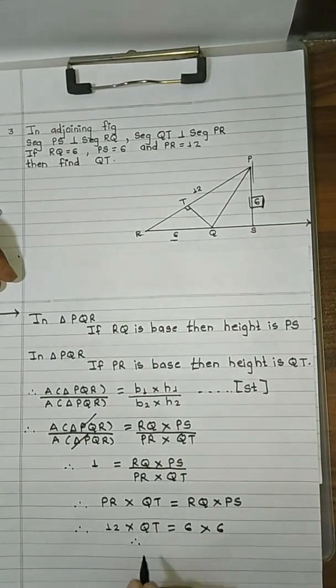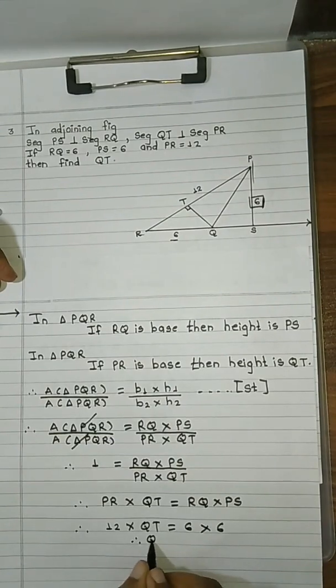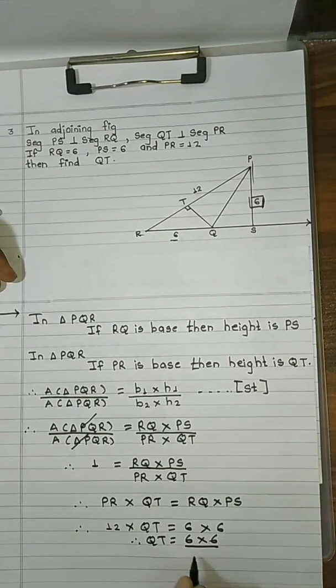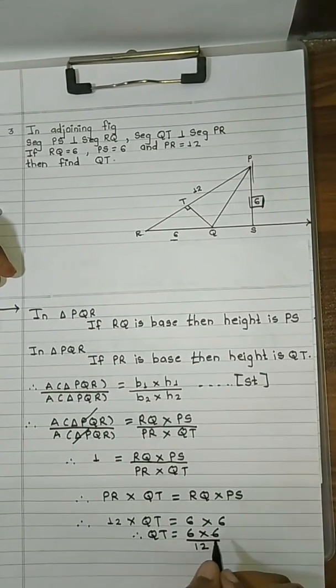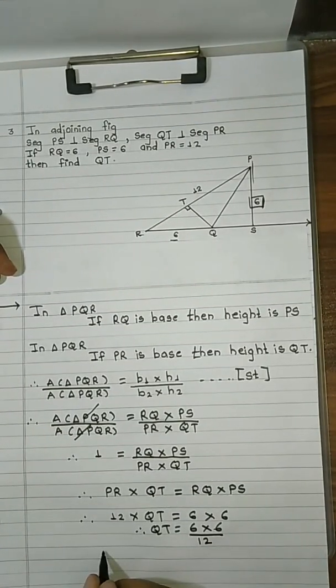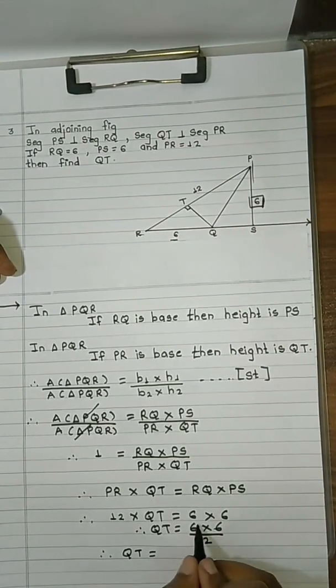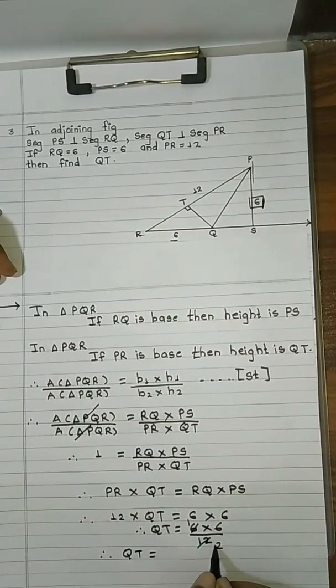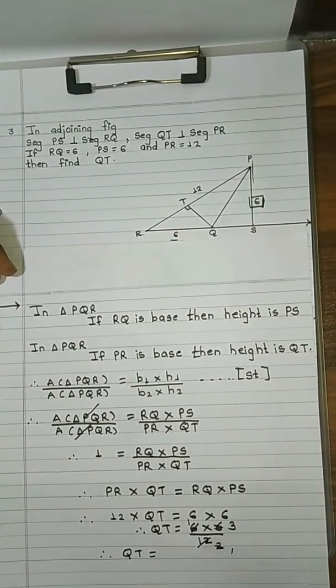Therefore, QT is equal to 6 into 6 upon 12. Therefore, QT is equal to, 6 ones are 6, 6 twos are 12. 2 ones are 2, 2 threes are 6. Therefore, QT is 3.